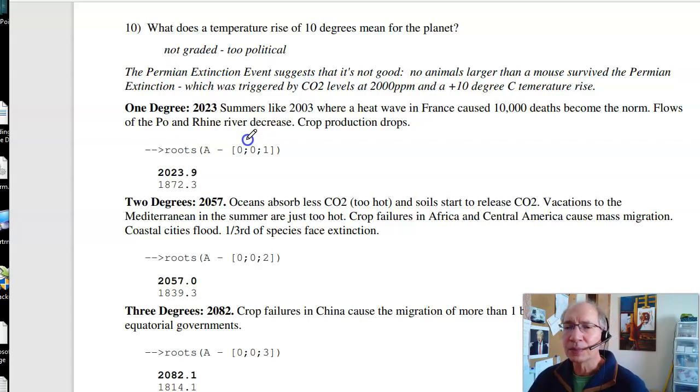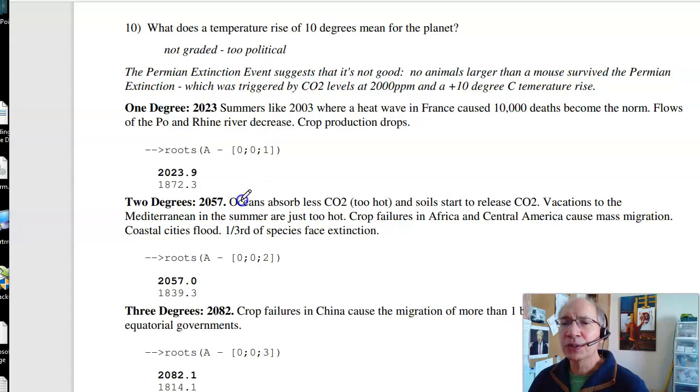What's it mean? Well, that last one says, actually all the data sets kind of say that the ice is melting, CO2 levels are going up, temperature's going up. So what? Well, they've actually had models of the Earth and what happens at different temperatures. When there's a 1 degree temperature rise, that'll be the year 2023. We're basically there already. The models predict that you'll have summers like 2003, where the heat waves in France caused 10,000 deaths, become the norm. Flows of rivers like the Po and the Rhine decrease, crop production drops.